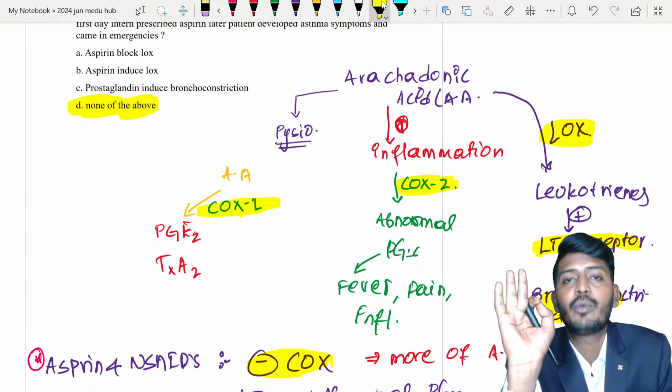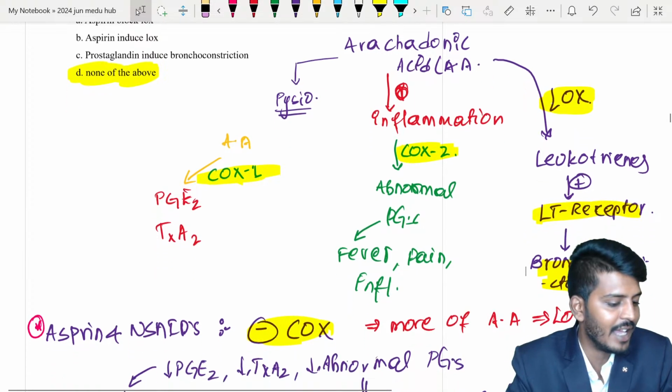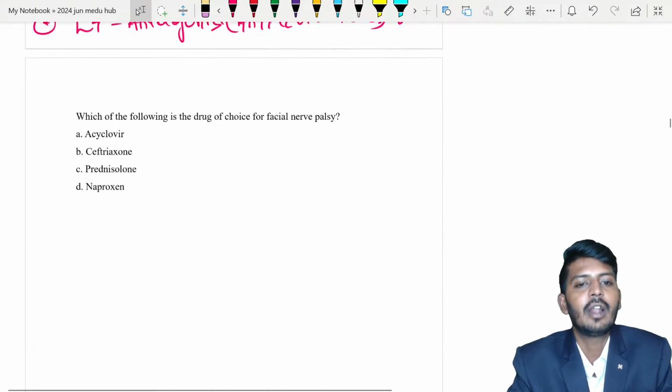Anti-leukotrienes, they are blocking which one? They are blocking the leukotriene receptor. They have nothing to do with the LOX enzyme. Okay, the examiner will play this kind of game too. Be very, very careful. Okay, let's move ahead.